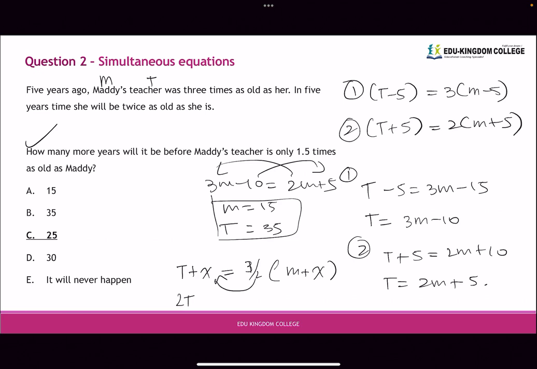So 2t plus 2x equals 3m plus 3x. Now, this 2x and this 3x cancel out. Okay, so we're going to have 2t equals, x. If I move this 3m over, I'm going to get x equals 2t minus 3m. Okay, and so that's going to be 70 minus 45, so that's going to equal 25 years. So x is 25 years, in 25 years this statement will be true. So that's part C.